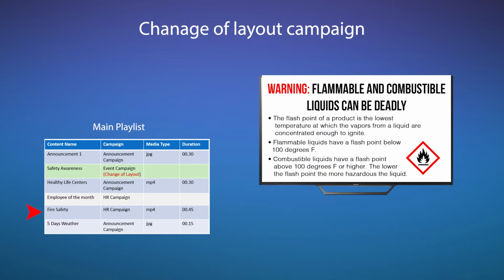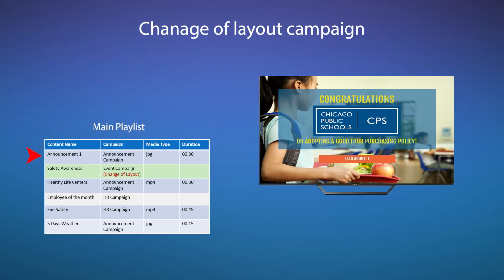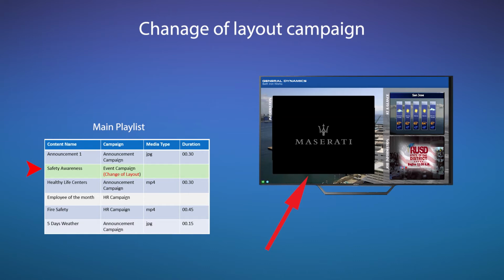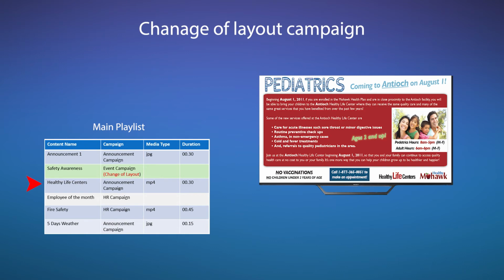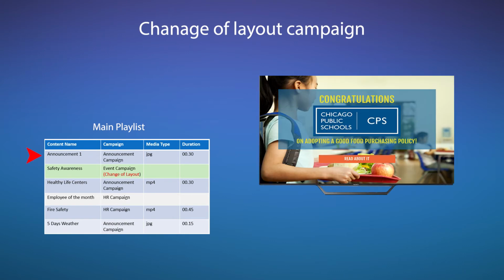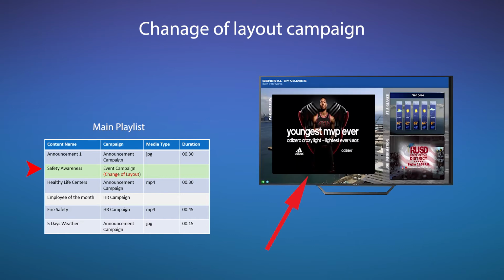The change of layout campaign will have a different look and feel, and different zone names or zone amounts. When the campaign is triggered, it will play one loop and go back to the main playlist. The change of layout campaign allows you to combine multiple pieces of content and sync them for specific presentation and go back to the playlist.